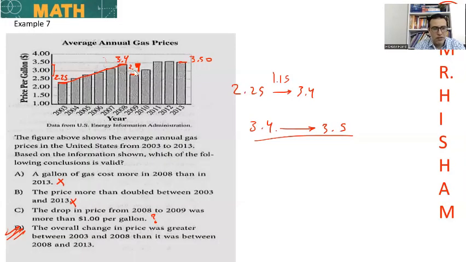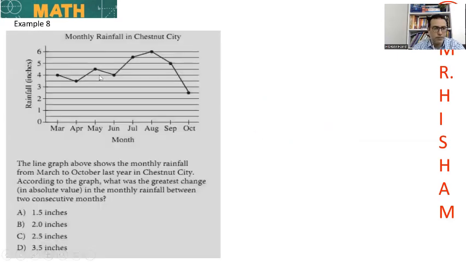One of the students just informed me that the value at 2009 is approximately 2.9, not 2.4. So this value cannot be approximately 1. It's from 3.4 to 2.9. Okay, so now we are sure that the right answer is D.